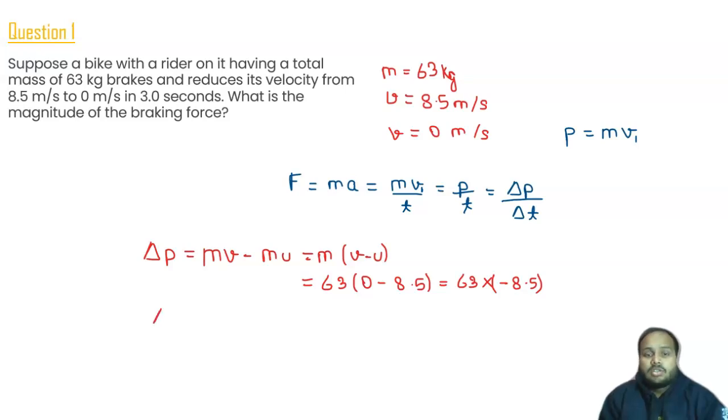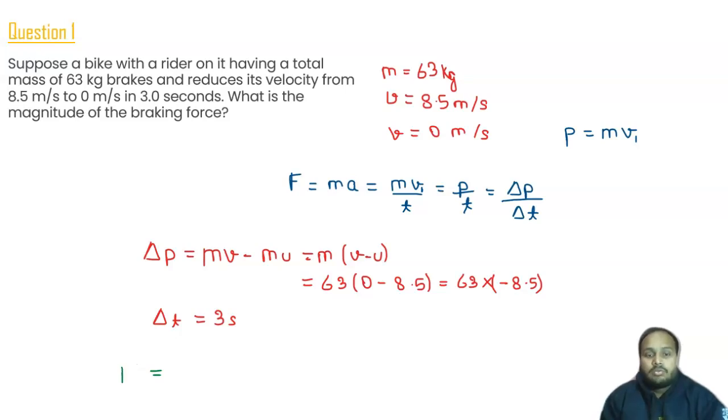Now change in time, it is given as 3 seconds. For 8.5 to 0 meter per second, time required is 3 seconds. So change in time is 3 seconds. Fine. Let us now substitute the values and get the force, basically the magnitude of force.